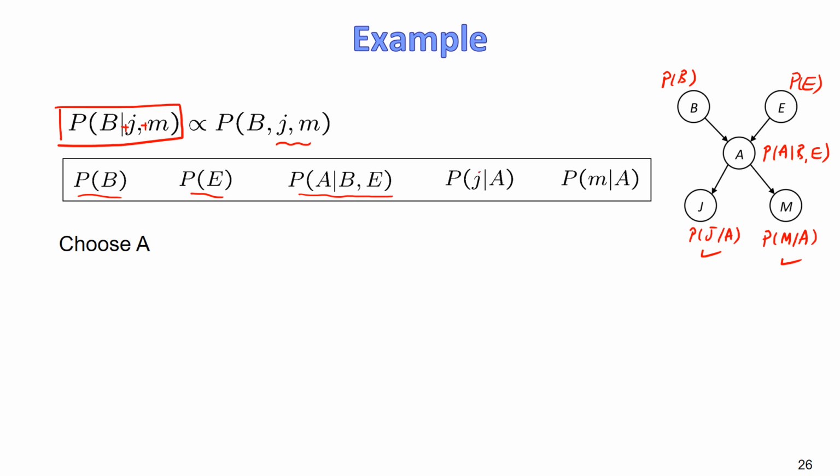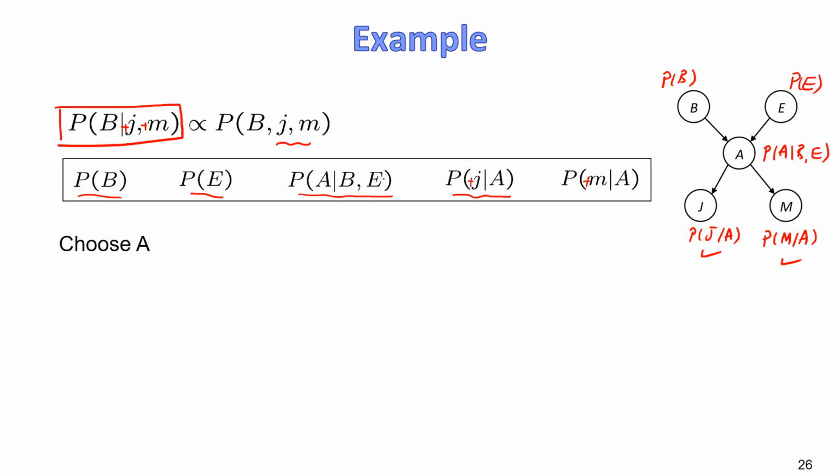Here, instead of P of J capital, I will have J small, because that's plus J. So that's P of plus J given A, and that's P of plus M given A. Okay? These are the initial factors. Now, I want to do variable elimination. Choose an order of the hidden variables.